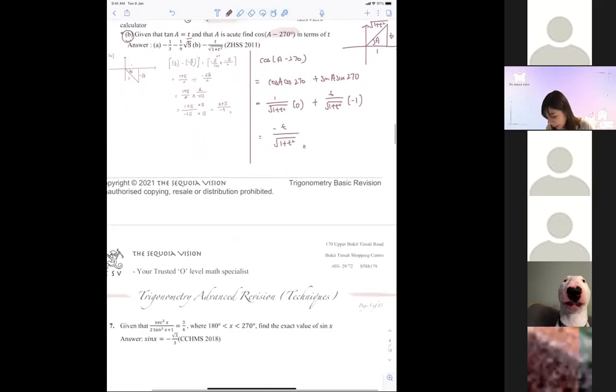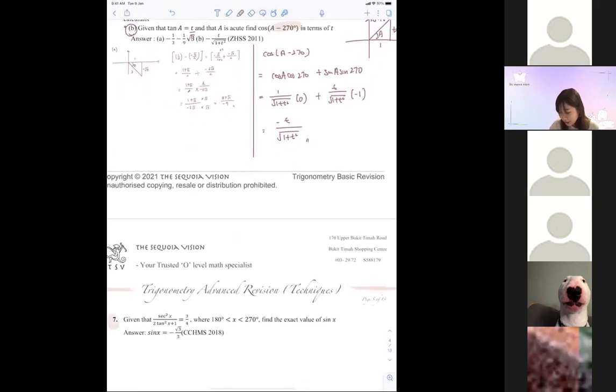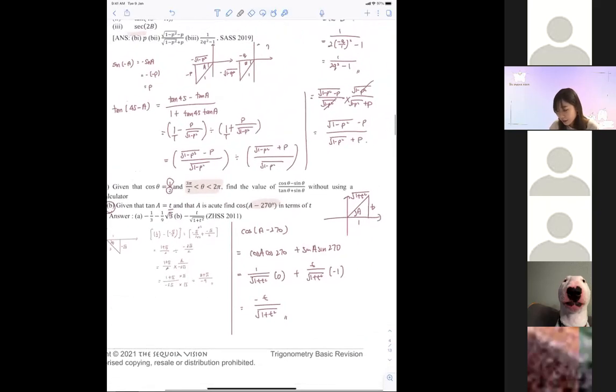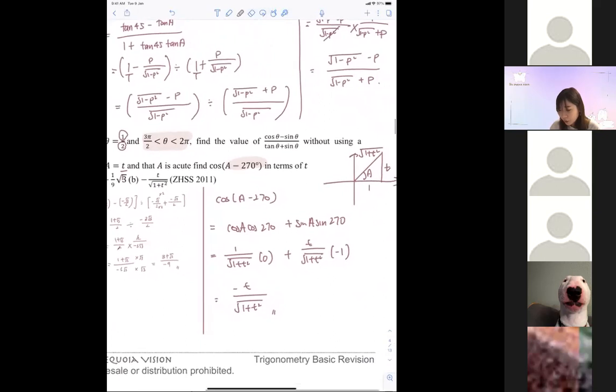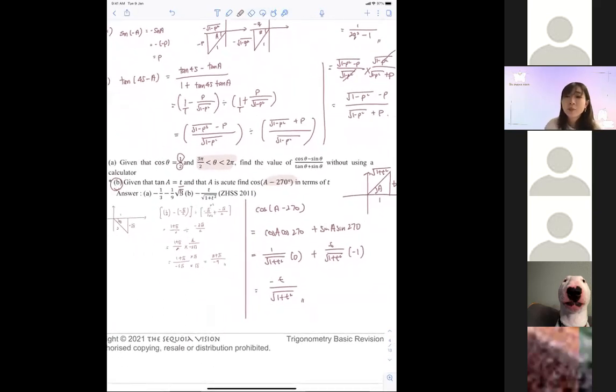Those who are done, there is still one more, question 7. Can I let you guys try? When you're done writing question 6, can you help me put a thumbs up? If you still don't understand question 6 while the rest do the next question, you can ask me, okay?